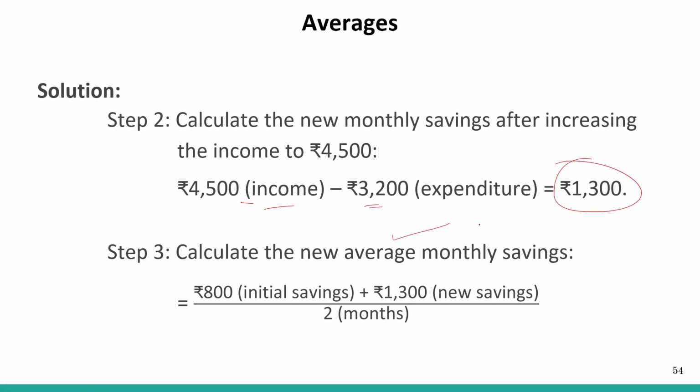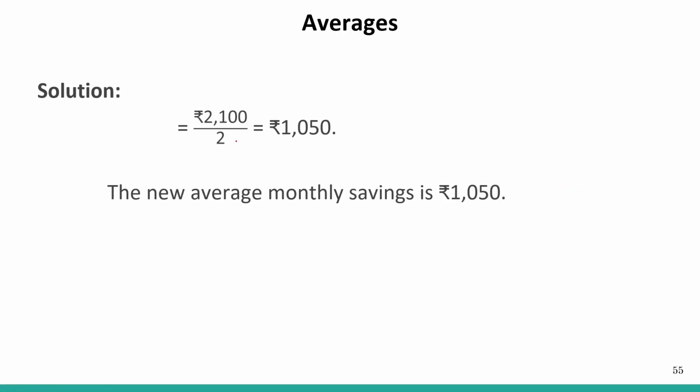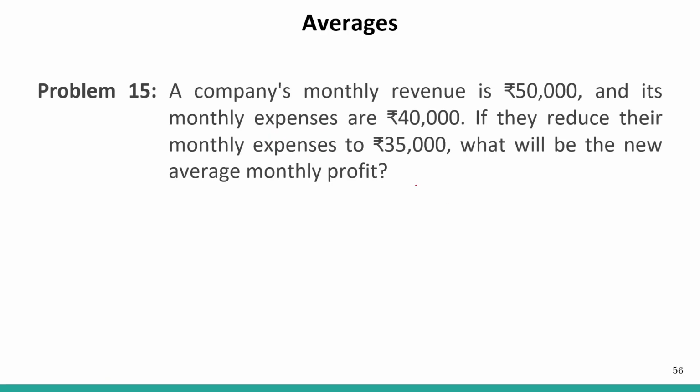So calculating the new average monthly savings: 800 initial savings plus 1,300 new savings, divided by 2 months, because we have assumed this is the first month, this is the second month. So 2,100 by 2 is equal to 1,050. So the average monthly savings is 1,050.